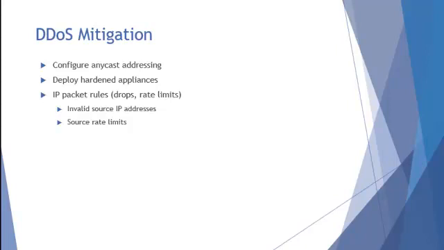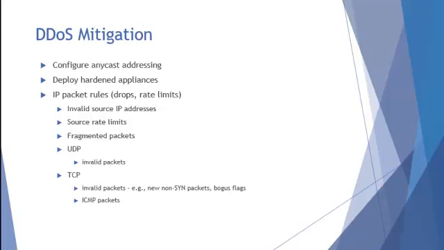Source rate limits, if you can limit how many packets a given host can send, or a given network of hosts can send, to be able to give them a quota and not allow them to go over. Addressing fragmented packets, UDP malformed packets, likewise with TCP, and also ICMP packets or ping packets or other Internet Control Message Protocol packets that you want to be able to limit or even drop right away.